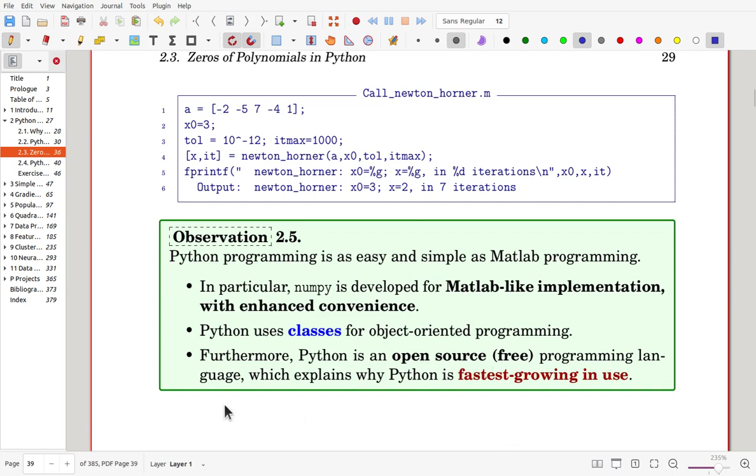Okay, and Python also uses classes and is an open source programming language. That explains why Python is the fastest growing in use, so that sooner or later Python will dominate programming.